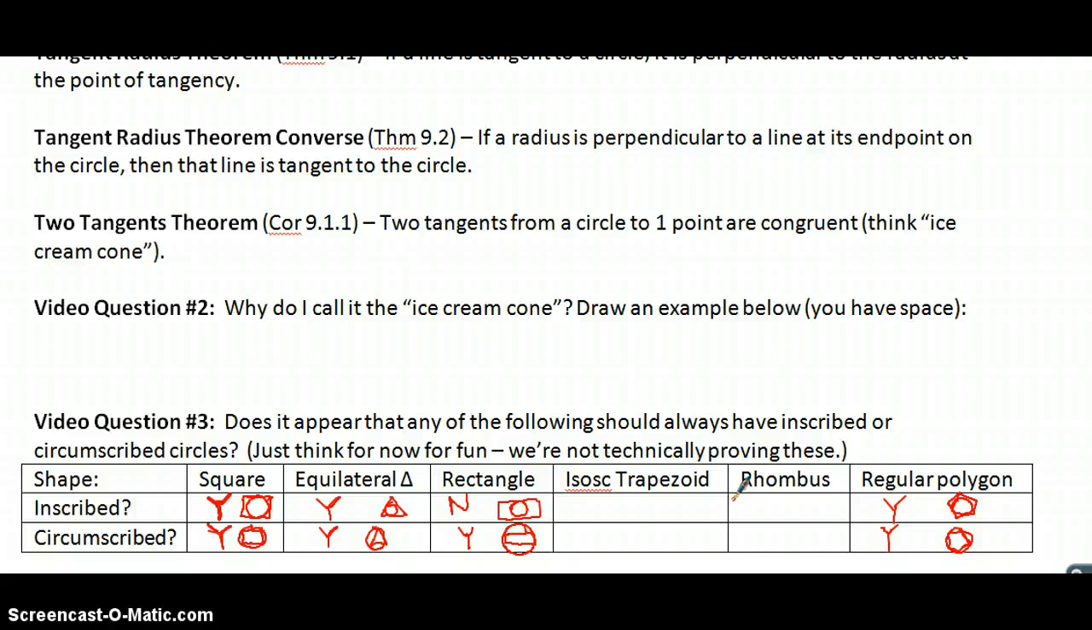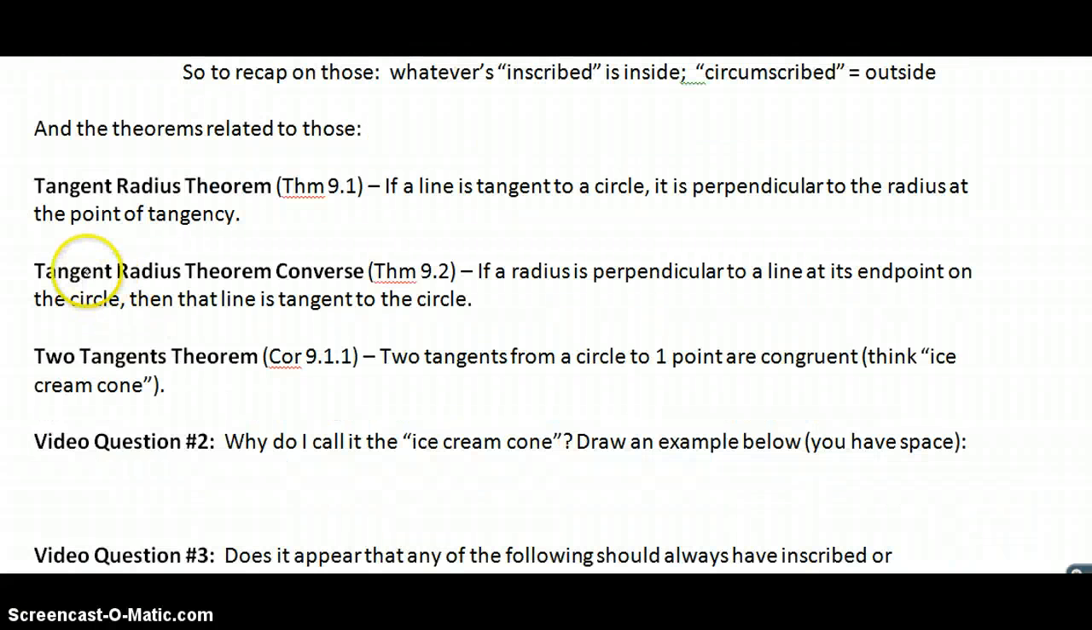I only have about 2 minutes left in this video. We might talk about isosceles, trapezoid, and rhombus in class. Okay. All right, so sorry I'm jumping around so much on this. I've scrolled up a little bit here. Back to the last few things I haven't talked about yet, which is the theorems in 9.2.